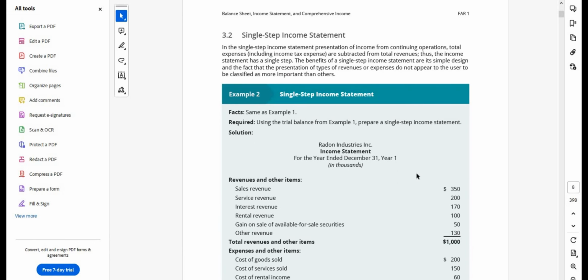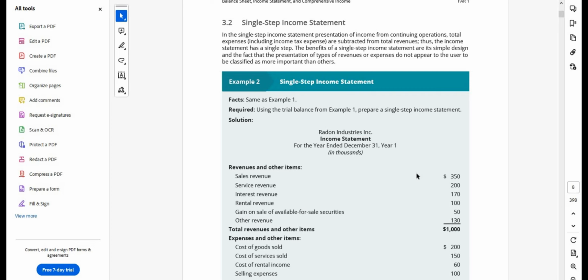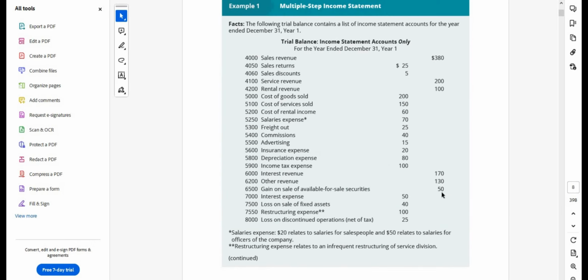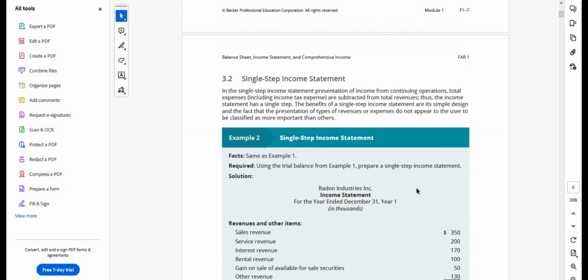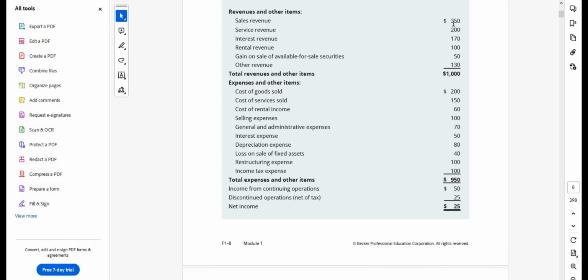So coming to the single step income statement, it is very easy. We just have to add all the revenues, 380 plus 200 plus 100 plus 170 plus 130 plus 50, and then we have to deduct all the expenses. See, we have added all the revenues, 350, 200, 170, 100, 50, 130, all the revenues. Then we will subtract all the expenses, and last we will show discontinuing operation net of tax. We will subtract it and we will come to net income.